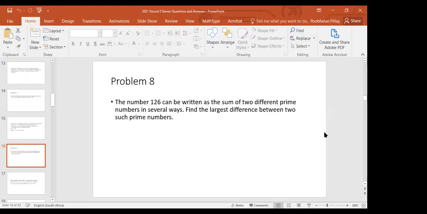All right, so let's get on to problem number 9. Problem number 9 is, let's take a new share. Just bear with me while I move my screen.